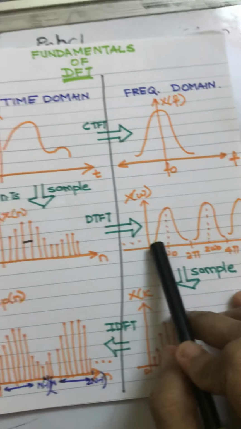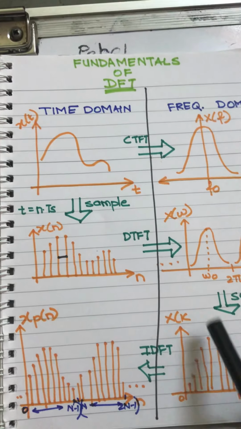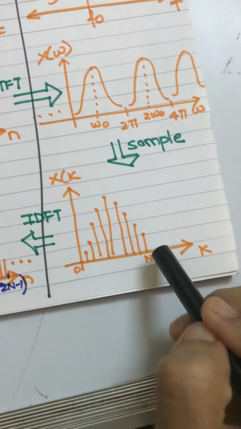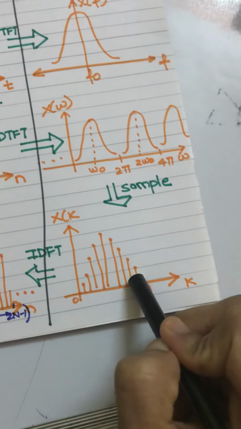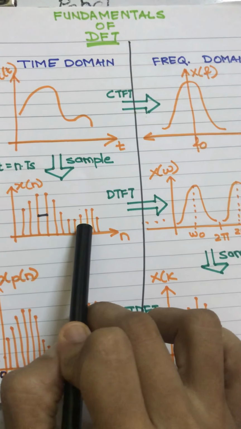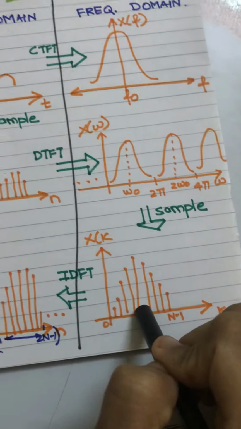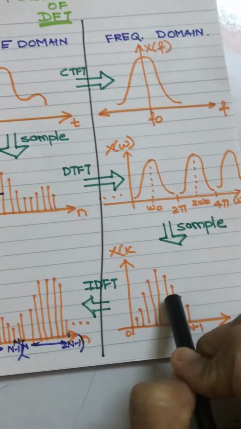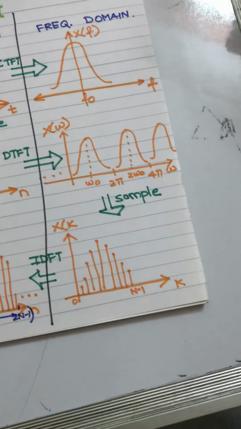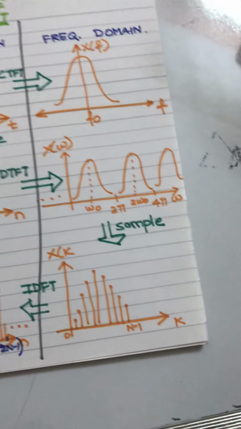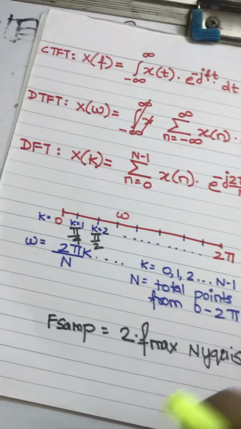I will be doing a MATLAB program on this. What will happen if you choose N, capital N, that is the total number of samples taken from 0 to 2 pi? If they are less than the number of samples in the time domain, then what will happen? Or if they are more than the number of samples here, then what will happen? We will look into the MATLAB program and see what the output is. So, you will get a clear idea as to how to decide N.